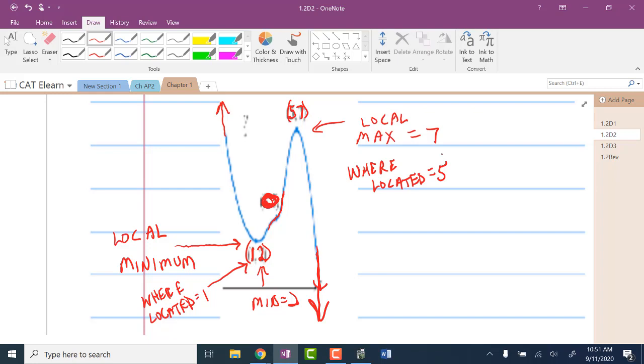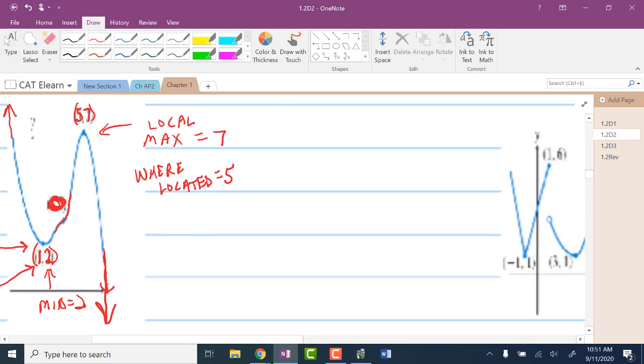What is the minimum? It's 7. I'm sorry, maximum. Where is it located? 5. Okay, so we'll see how it goes. I think we'll say list it as a complete coordinate, then it allows you to just write the coordinate.